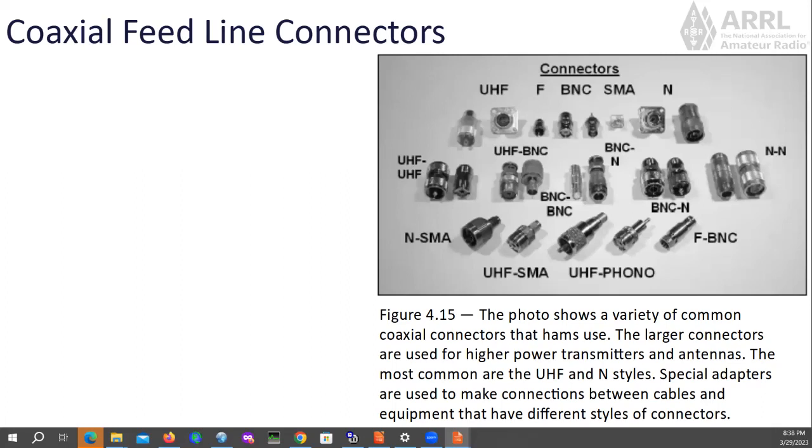The UHF, that's the one on the top there. They're your common one that'll be on your radio. Some radios, if you get one that'll go up into the 400 megahertz range, will use that N connector on the end. And there's a lot of adapters that are in there. UHF and BNC, you see those sometimes.